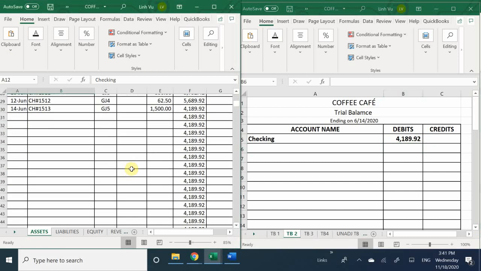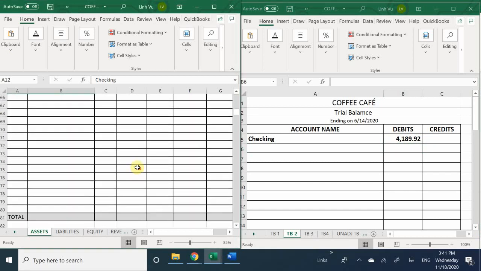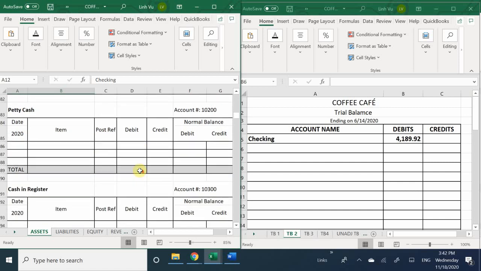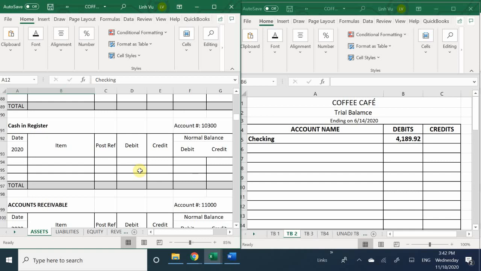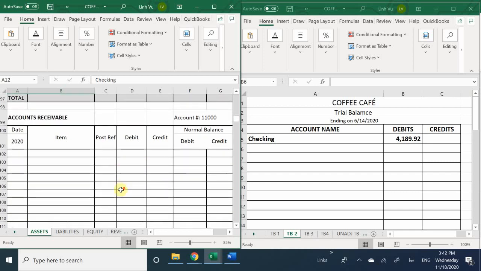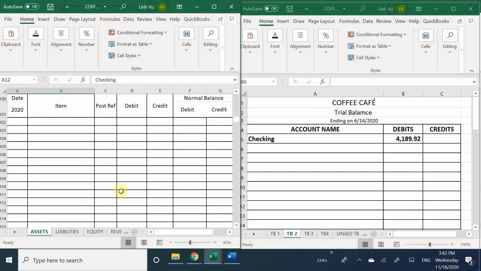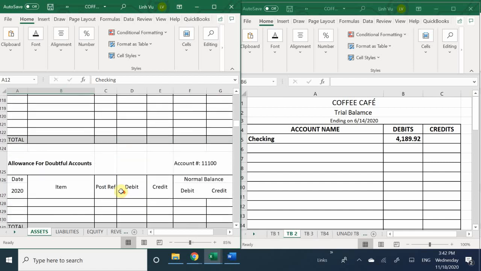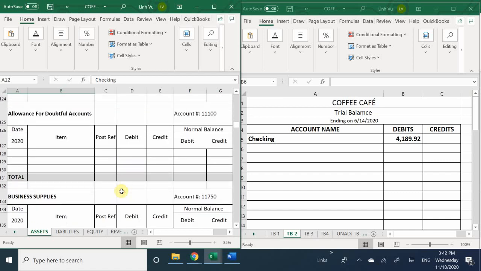All right. So the next account is my petty cash. I haven't established a petty cash fund yet. I don't have cash in the register yet. Okay. I haven't opened my store yet, so I don't have any accounts receivable yet. And of course, with accounts receivable, I obviously don't have allowance for doubtful accounts.